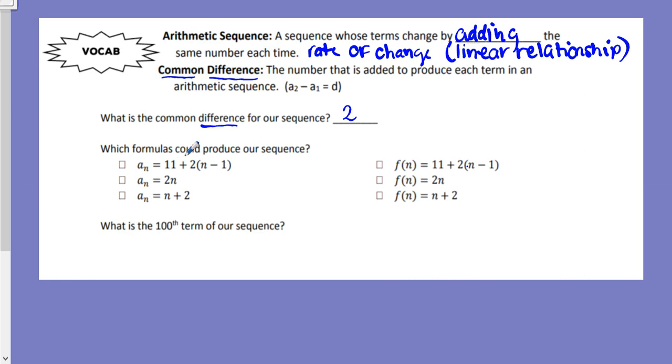So which formulas can produce our sequence? So keep in mind that when we're dealing with linear relationships, we have y equals mx plus b, where m is my slope and b is my y-intercept, which is when x equals 0.